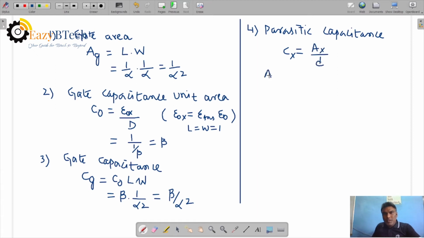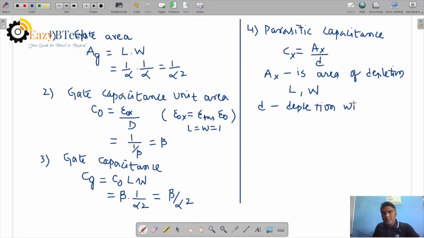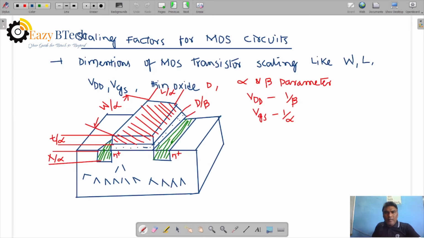So Ax is the area of the depletion, length and width. D is the depletion width. So this is what happens in parasitic capacitance.